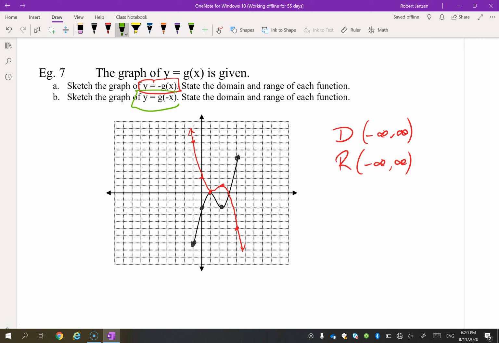Let's try this one. By the way, when we do video lessons like this, whenever I say let's try it, that means you should pause and try it yourself, and then come see if you've done it correctly. So this one affects the x, so the x will flip or reflect.